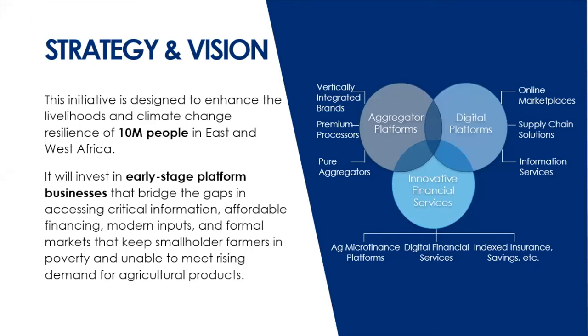Our strategy for the Acumen Resilient Agriculture Initiative builds upon our learnings of investing in platform businesses, and we categorize them with three pillars. We invest in ag tech platforms that provide supply chain solutions, information services, and online marketplaces. We also invest in ag finance companies that provide agriculture insurance and savings products and broad digital financial platforms. And then finally, we invest in what we call aggregator platforms, but you can think of them as supply chain platforms that seek to make an entire supply chain more resilient to changes in climate.